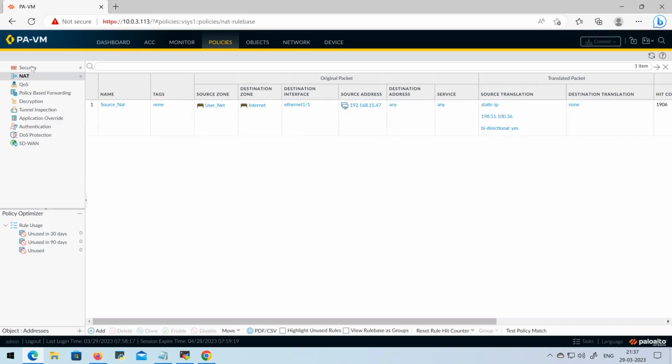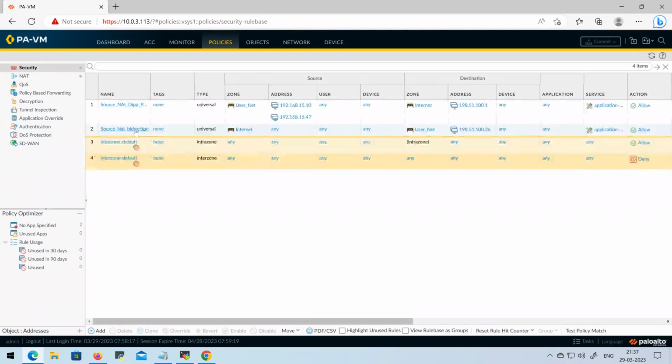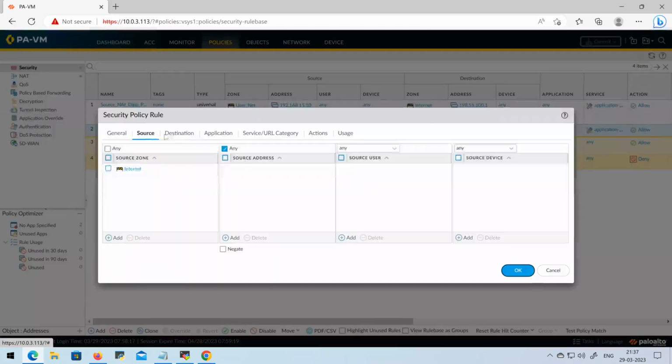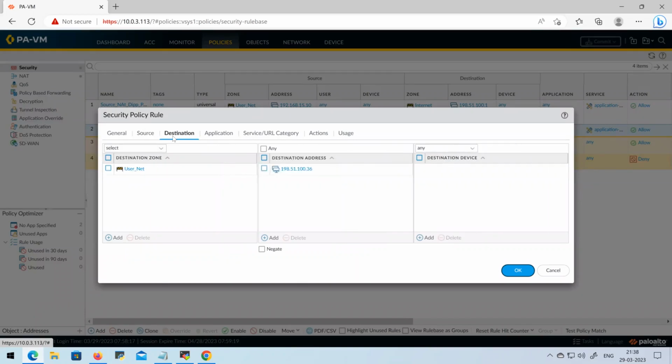This is for the bidirectional case. When someone hits from outside, the zone is internet, right? Originally, the zone is internet, and the destination will already get translated. The destination is already translated with the help of lookup. But the packet header is changed later. So that's why we are going to use the same IP address in the destination address.